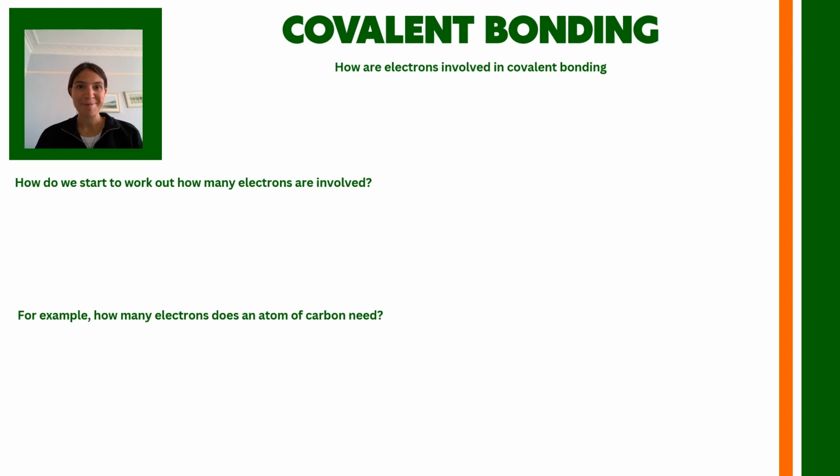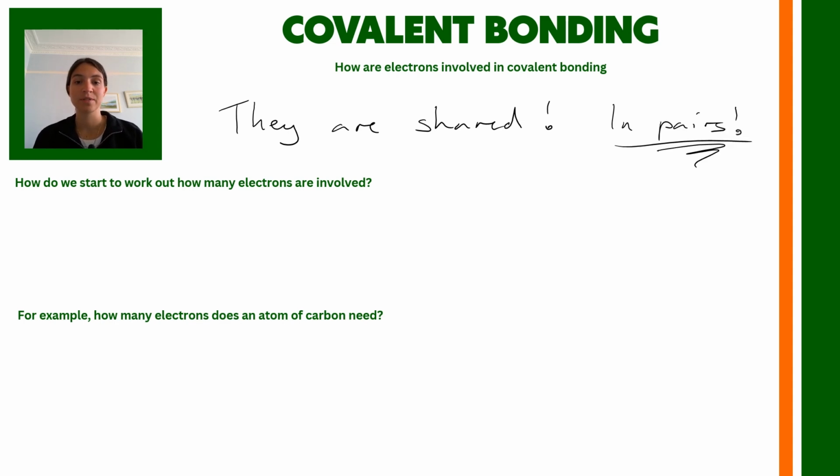Okay, let's answer some questions about covalent bonding. So remember, covalent bonding and ionic bonding are different. In covalent bonding, the electrons involved are being shared, whereas in ionic bonding, those electrons get transferred. So there's the first difference. Then the second piece of information you must write down in your exam about covalent bonding is that in particular, these electrons are shared in pairs. So don't miss that second part out.